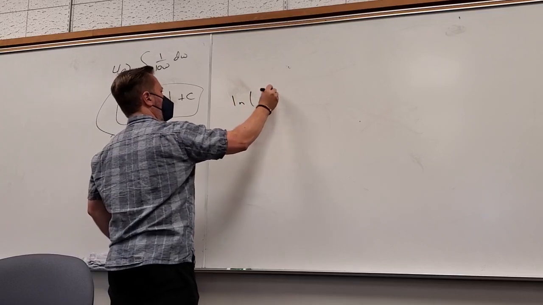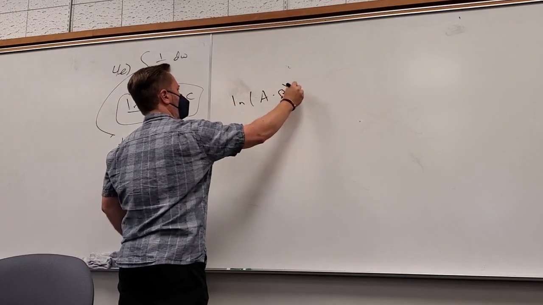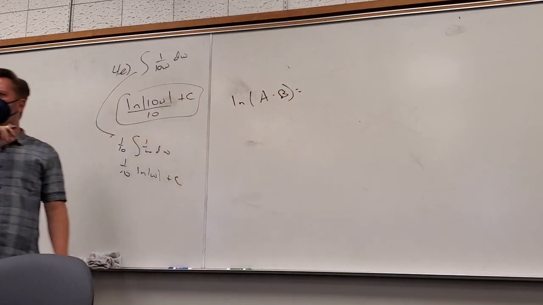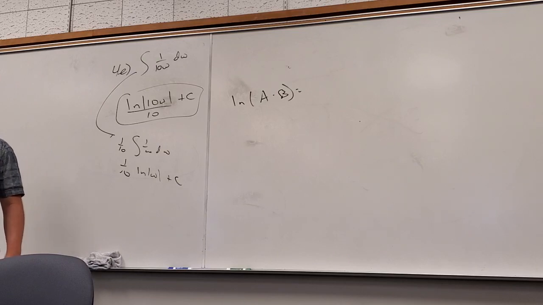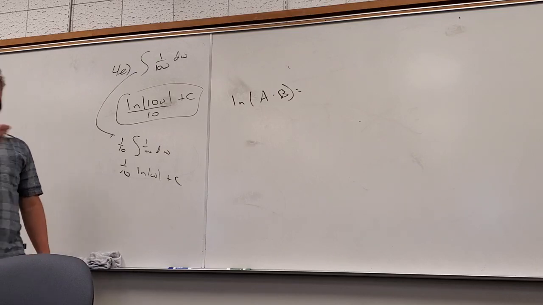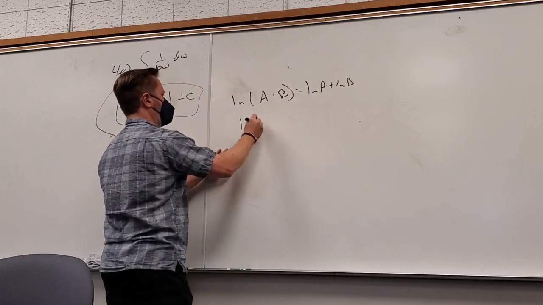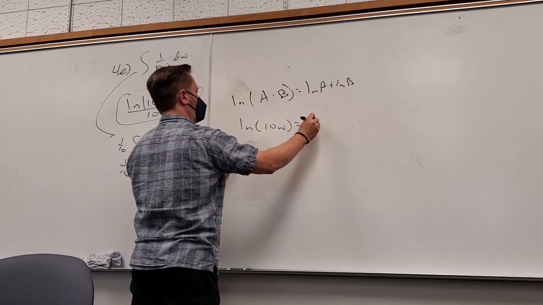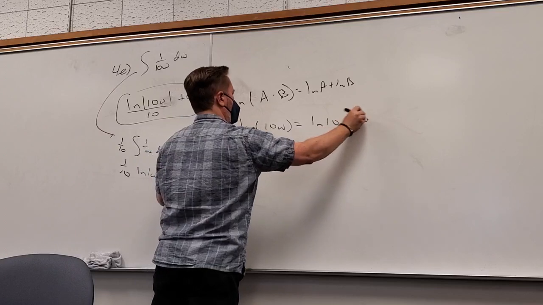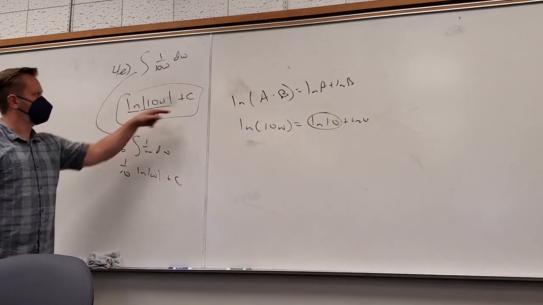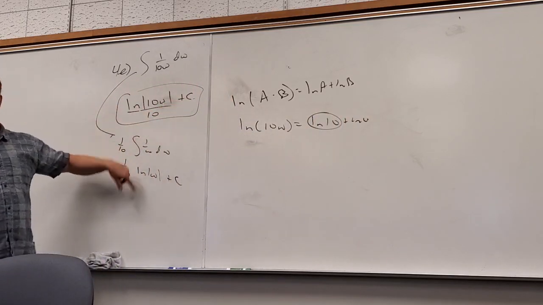What's true about this? What can I do with that? Natural log of A times B. You can break it apart into addition. Yes. So then what's natural log of 10W? Natural log of 10 and natural log of W. And this is a constant that can get sucked into this guy, so these are the same.